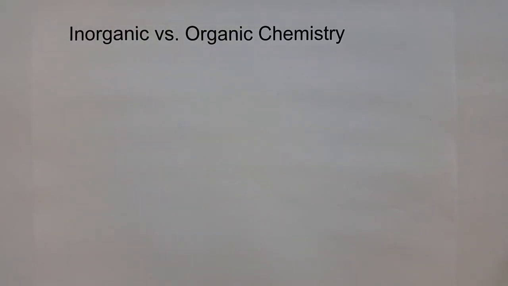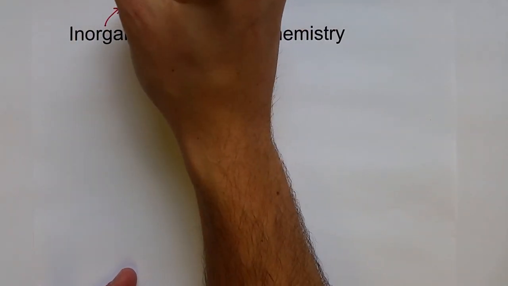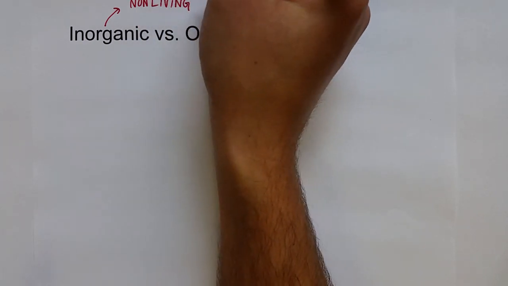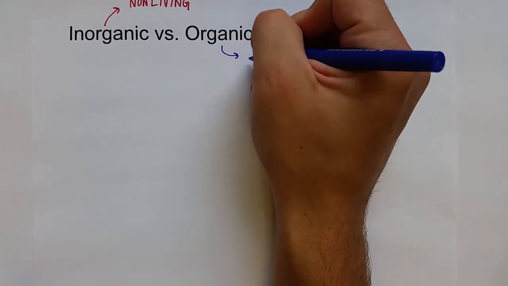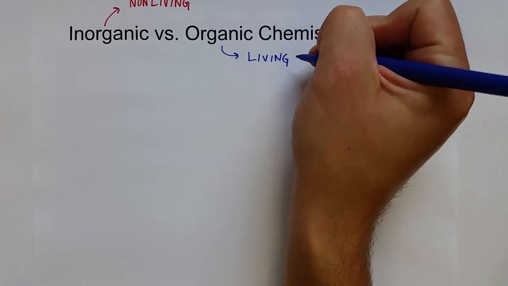So the first thing we should do in this unit on organic chemistry is to differentiate between inorganic chemistry and inorganic compounds versus organic chemistry and organic compounds. Now, historically, the division was that inorganic compounds came from non-living things and were produced from non-living processes, whereas organic compounds were compounds and molecules produced from living things, from life.